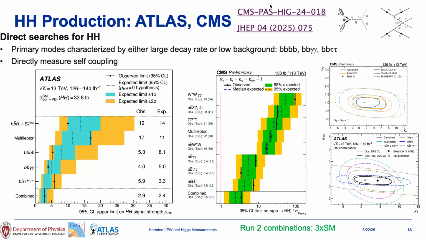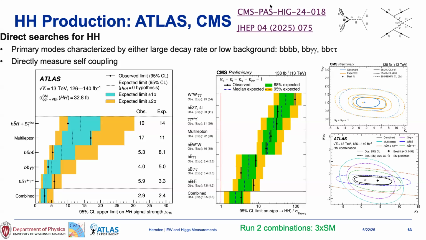So the last rare thing to look at is HH production, and probably the most interesting. That's why I left it towards the end of this talk. This is the thing that will allow us to map out the standard model potential. Maybe one of the most important measurements that can be made at the LHC. And so here I'm showing the ATLAS and the CMS results. We combine a huge number of modes, but actually we're dominated by having either a large branching fraction or in addition having a distinctive signal to look at.